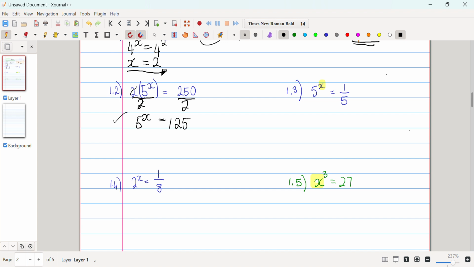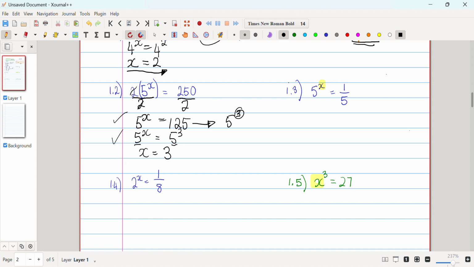And now we're going to make the 125 written with a base of 5. So 5 to the power of what gives me 125? It's 5 to the power of 3. So that's how we're going to write it: 5 to the power of x is equal to 5 to the power of 3. And then when we have made our base the same, step 2 is done, then we are going to make our exponents equal. So then x will equal 3.